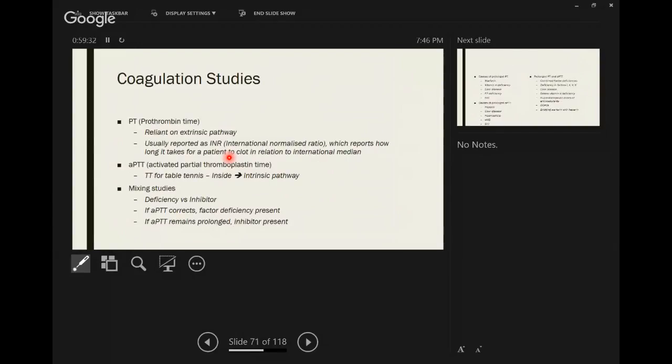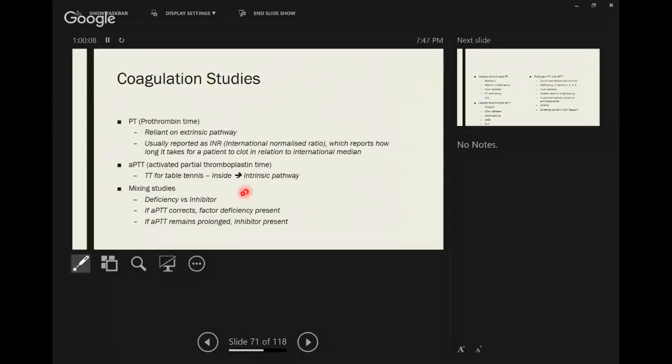All right, coagulation. PT is your prothrombin time. It relies on the extrinsic pathway, particularly factor 7. It's hugely factor 7 dependent. It's usually reported as an INR, which is your international normalized ratio. It reports how long it takes for a patient to clot in relation to the international median, essentially. So your INR in Australia is the same as your INR in America for people taking warfarin. APTT is your activated partial thromboplastin time. TT for table tennis, so it's inside, so it's the intrinsic pathway.